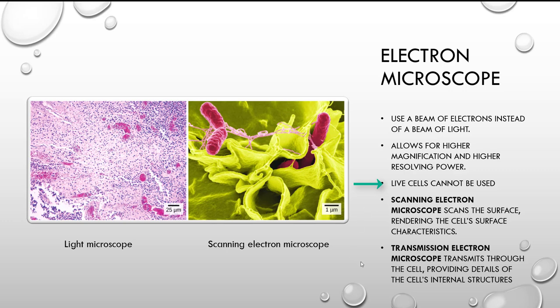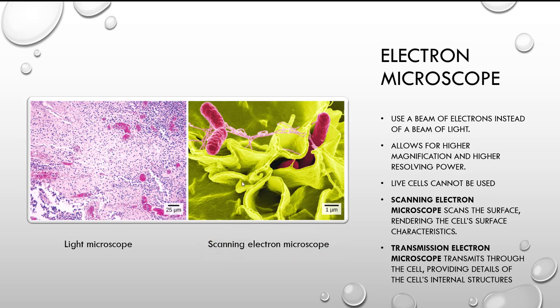Okay, so here's an example. Here is a light microscope view. So you can see the detail of a light microscope. So this is at 25 micrometers. This is basically pretty small. This is at 1 micrometer of an electron microscope.